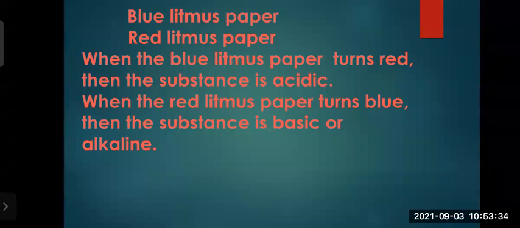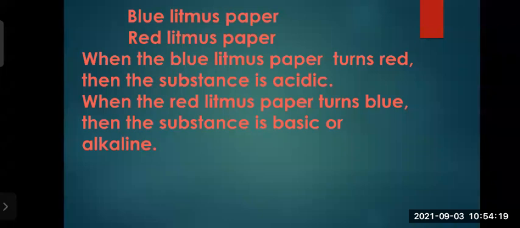All sour substances, for example lemon, tamarind, vinegar, tomato, will turn red on the litmus paper, and we can conclude that those are acidic substances. That means they are acids. Now the next is red litmus paper, the second one I wrote there. When the red litmus paper turns blue, then the substance is basic or alkaline.